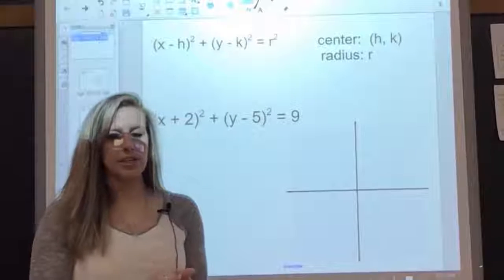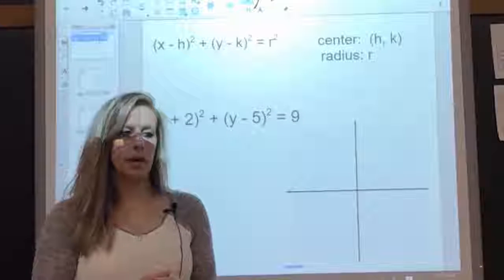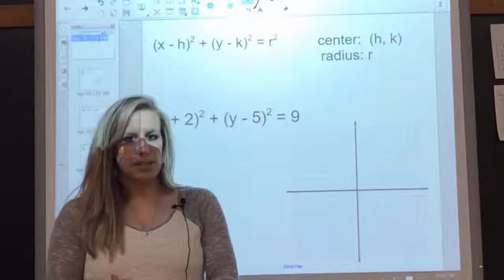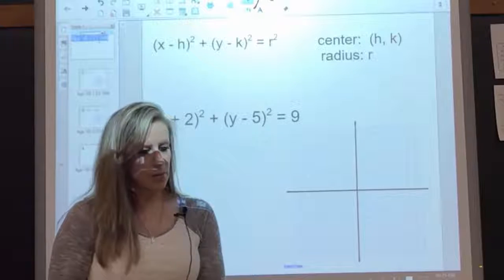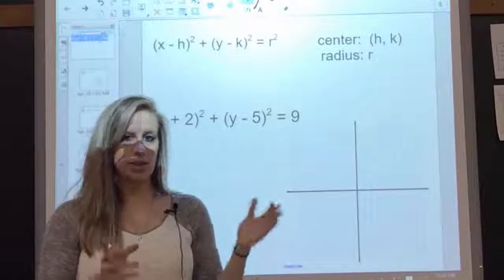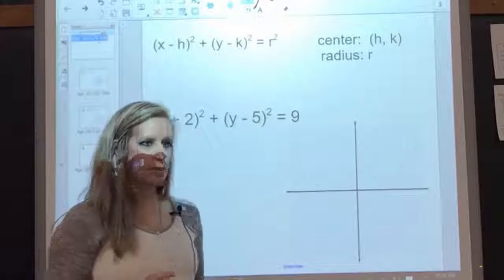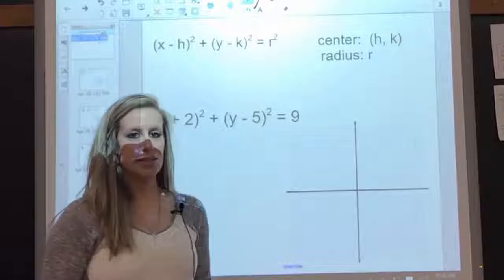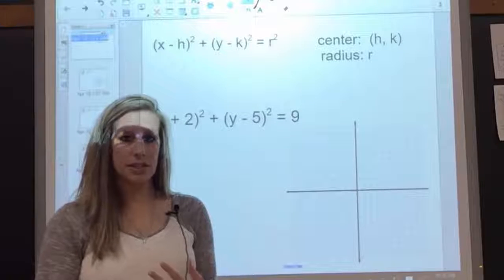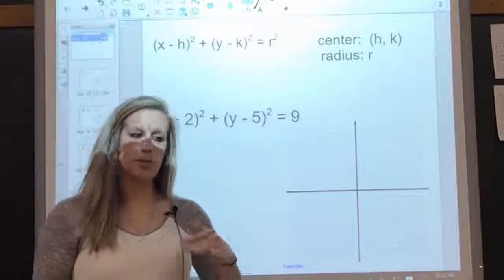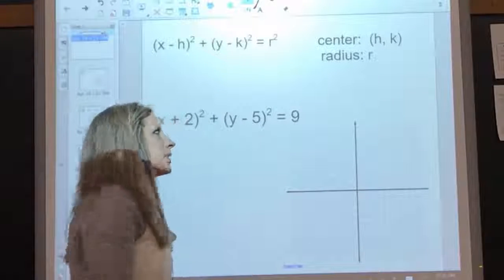Okay, today we're going to talk about the standard form for circles. So standard form is the easiest form, and we'll do that for all these shapes. We'll do standard form and general form. Standard form, like I said, is usually the easiest to write the equation and to graph it. So we usually change the general form into the standard form.